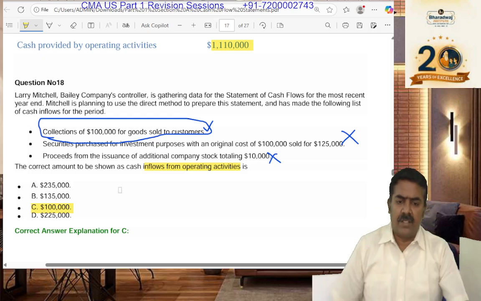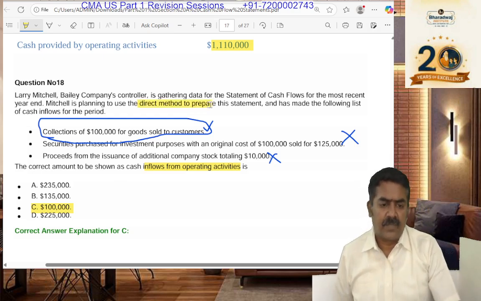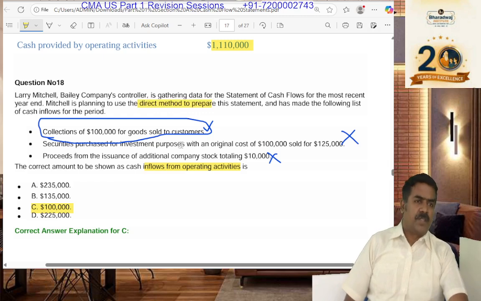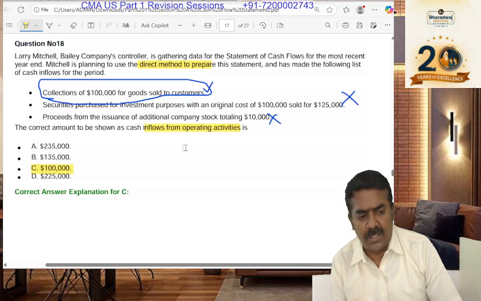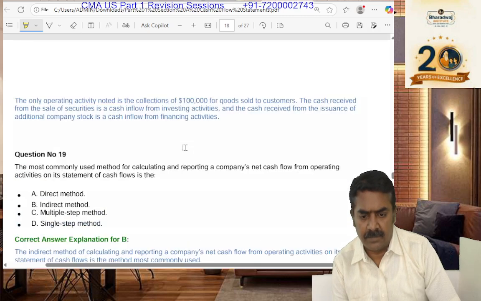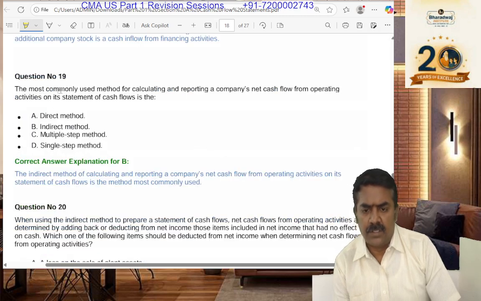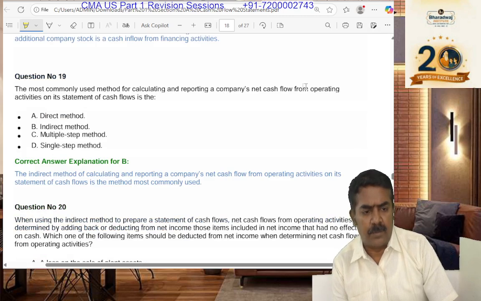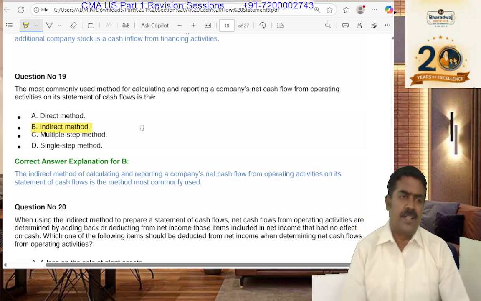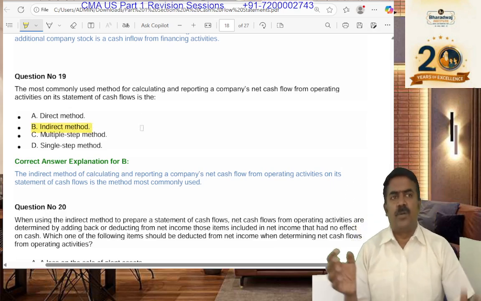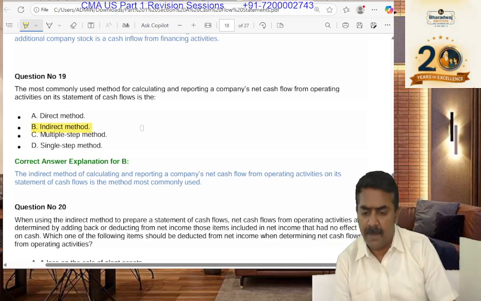They are using which method? Direct method, the receipts minus payments method. So receipts like only the collection of goods sold to the customer will come. The most commonly used method for calculating net flow of operating activities, which method? Indirect method. Because indirect method is simple to calculate. Otherwise, you have to analyze the total cash book and do it.